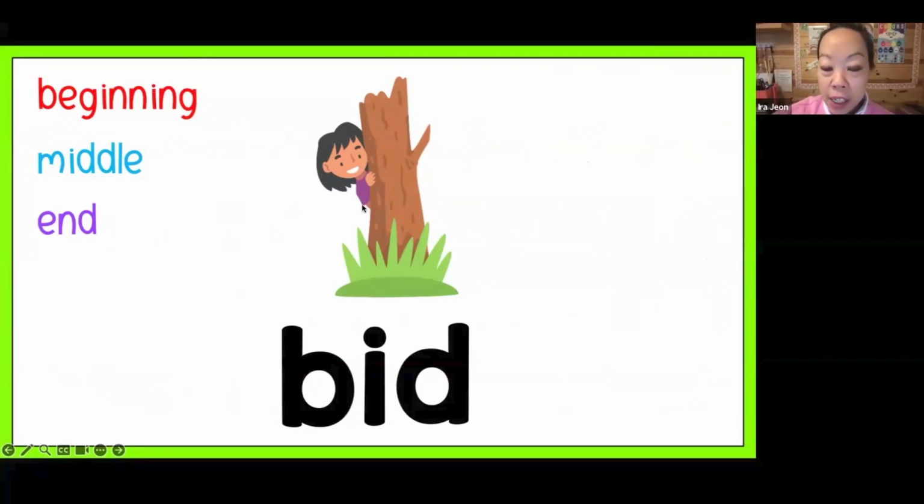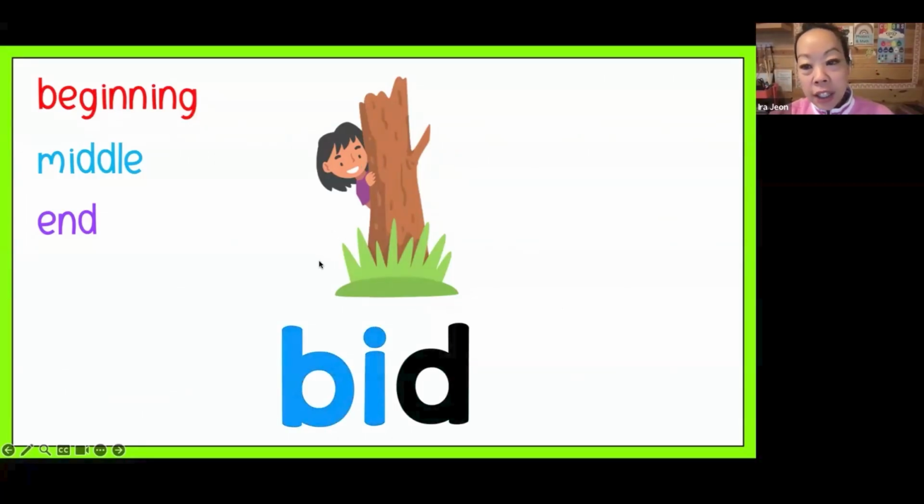So do you guys see here? This girl is hiding. I want to make the word hid, like the girl hid behind the tree. Now, one of these letters is wrong. Does anybody know which letter is wrong? Is it the beginning letter? Is it the middle letter? Or is it the ending sound?